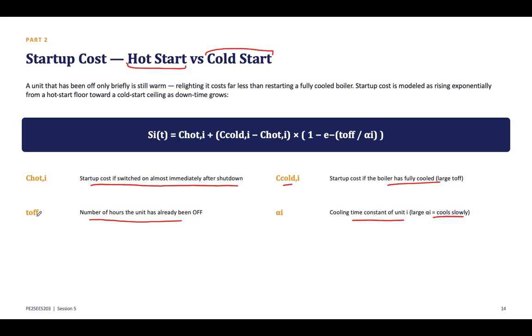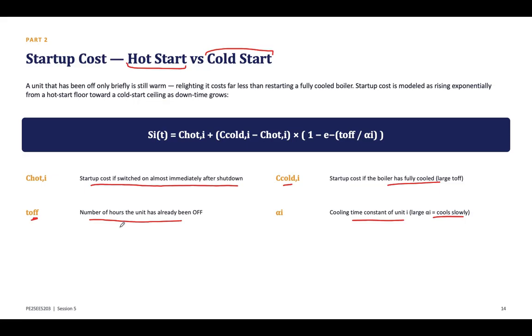As this T off increases, the exponential decays towards zero, causing the startup cost to approach the cold start ceiling, right? Because your generator is getting colder the longer the T off is. So the cooling time constant controls the rate of change. A larger value represents slower cooling and therefore a longer period during which the unit remains relatively warm.